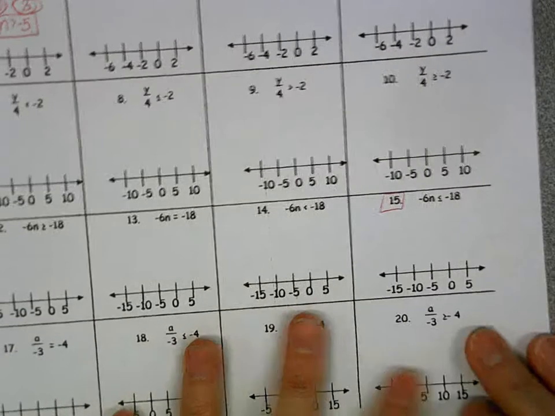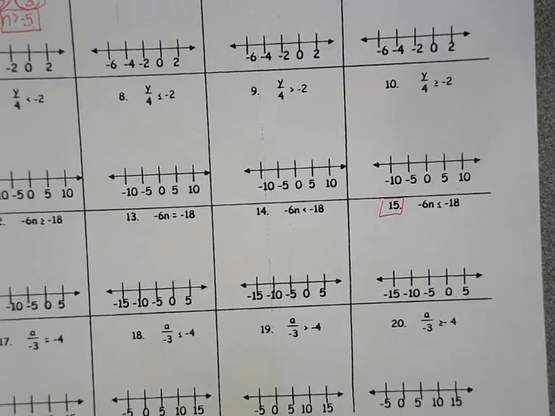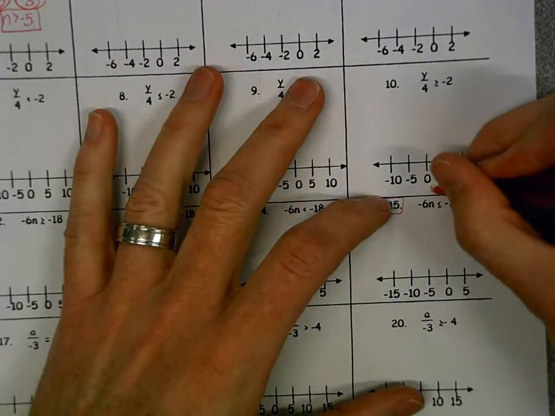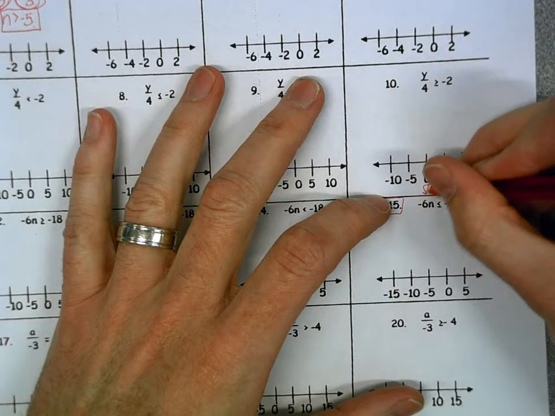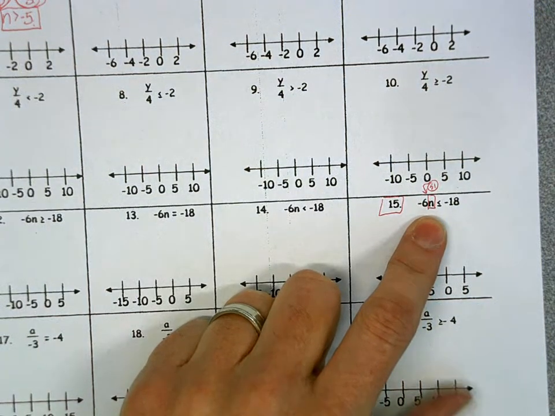All right, we have negative 6n is less than or equal to negative 18. All right, so we're going to write the steps on this one. Here we go. Step 1, find out where your variable is, box it in. So we have our n's right here. It's on the left side of our inequality.